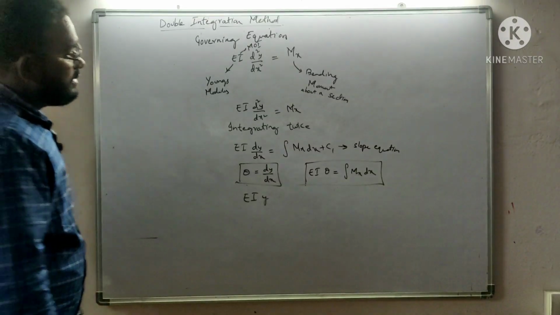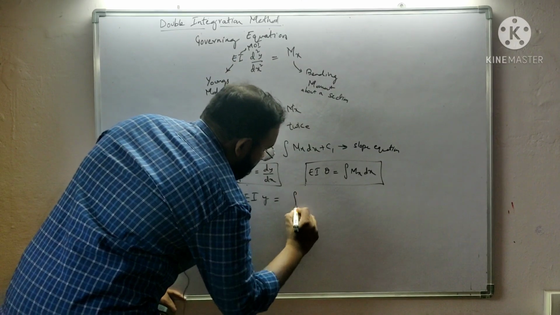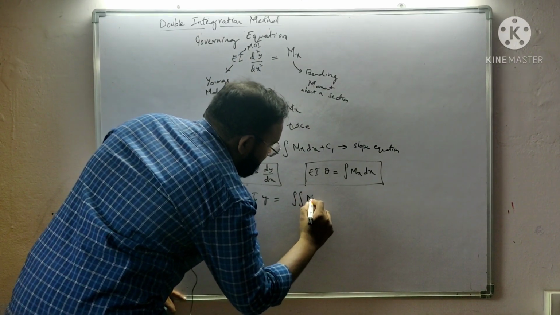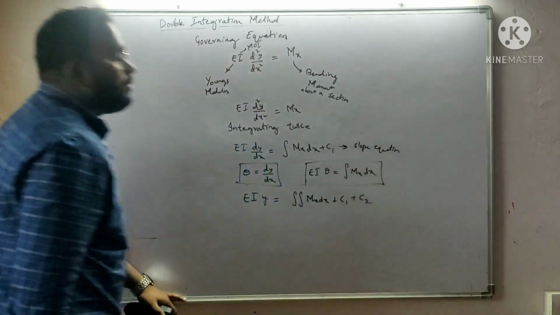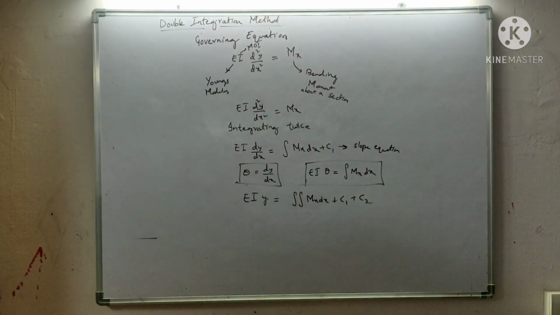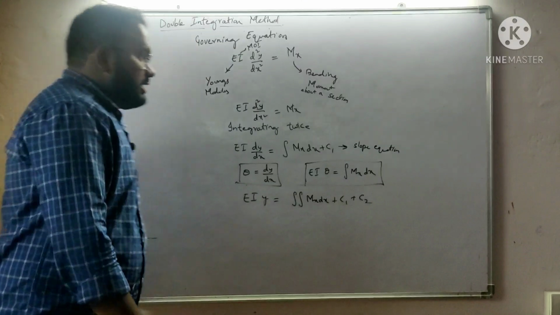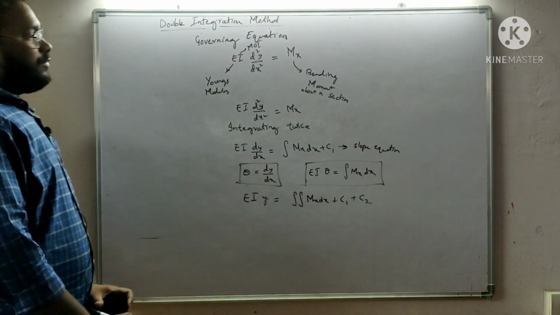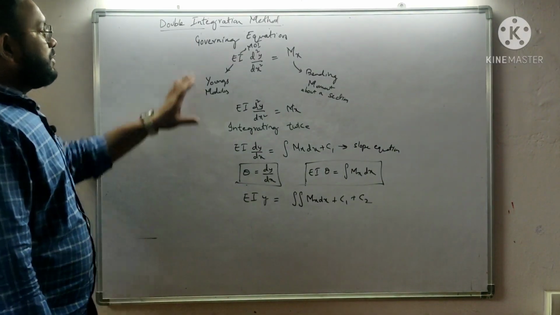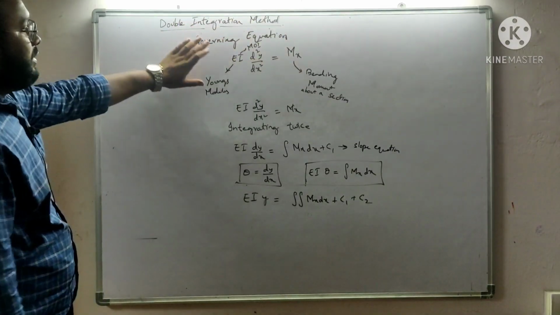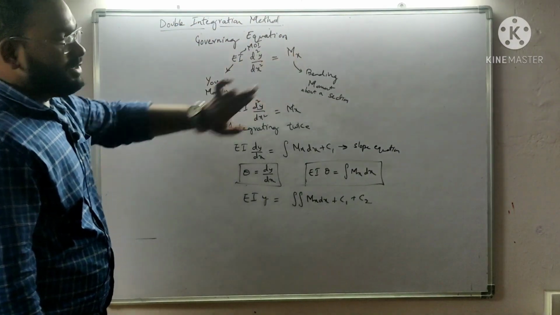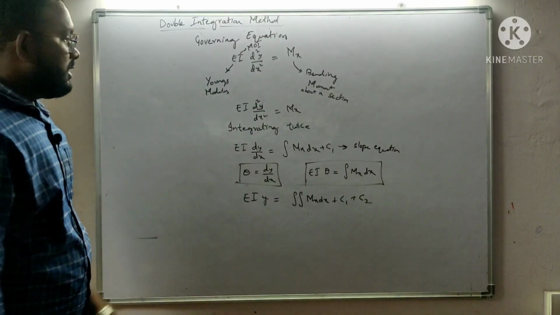And second integration, EI y, this will be double integration of Mx dx plus c1 plus c2. You will have one more integration constant as you are integrating one more time. So two integration constants will be there. This is called the governing equation, which is EI d square y by dx square is equal to Mx. Mx is the bending moment.